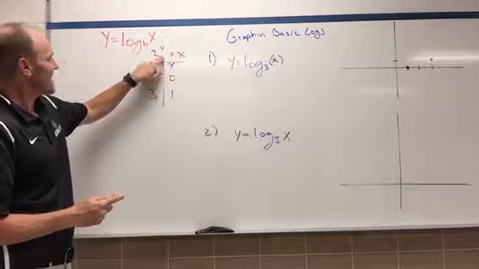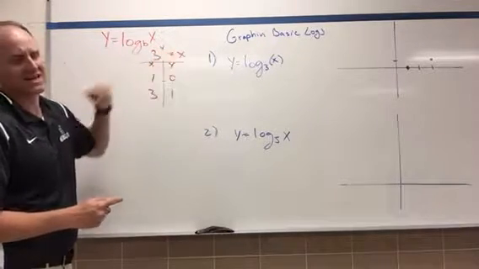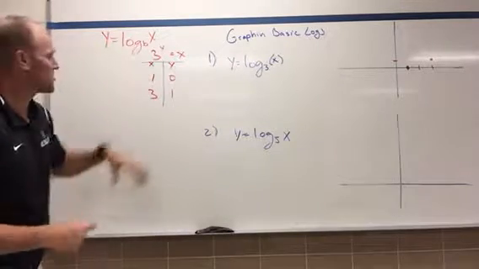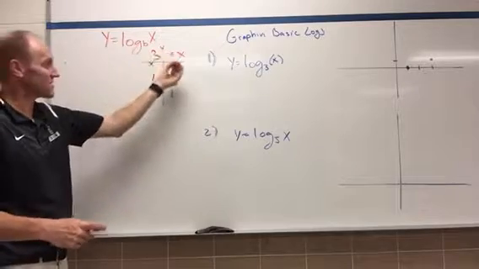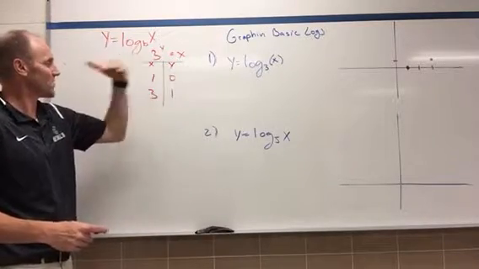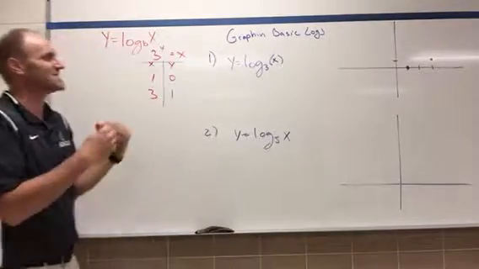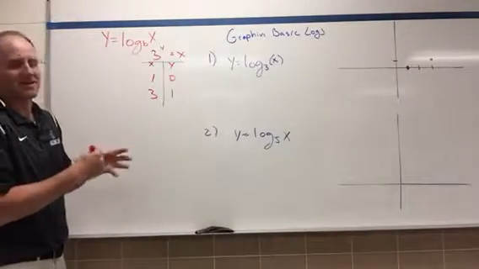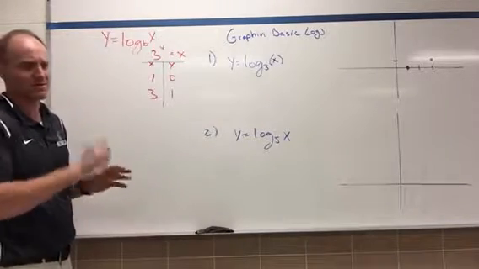Looking at this, if I have 3 to any power, will it ever be negative? Well, no. If you could put negative exponents in, you could put negative 100, and you're going to get a very, very small number. It'll be 1 over 3 to the 100th power, which will be very small and very close to 0, but it's never going to be negative. So x always has to be greater than 0.